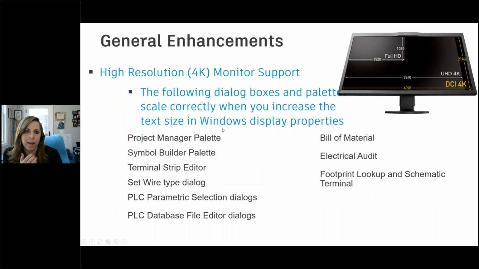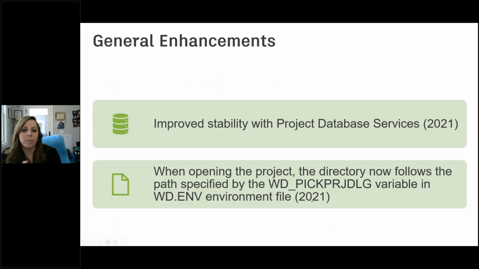Additional 4K monitor support has been added. Over the last 3 or 4 releases, we've been getting more and more dialog boxes and palettes updated for 4K monitor support, so that was additionally added. Of course, you always go into full screen mode and words get overlapped with images. It did not look like this earlier. Some more general enhancements: the project database that runs in the background and fuels everything for electrical had some more stability enhancements added to it. And then there were some path updates for the pick project list that you can do inside the environment file. So anybody who's tweaking that, you can see that some of those enhancements were made.